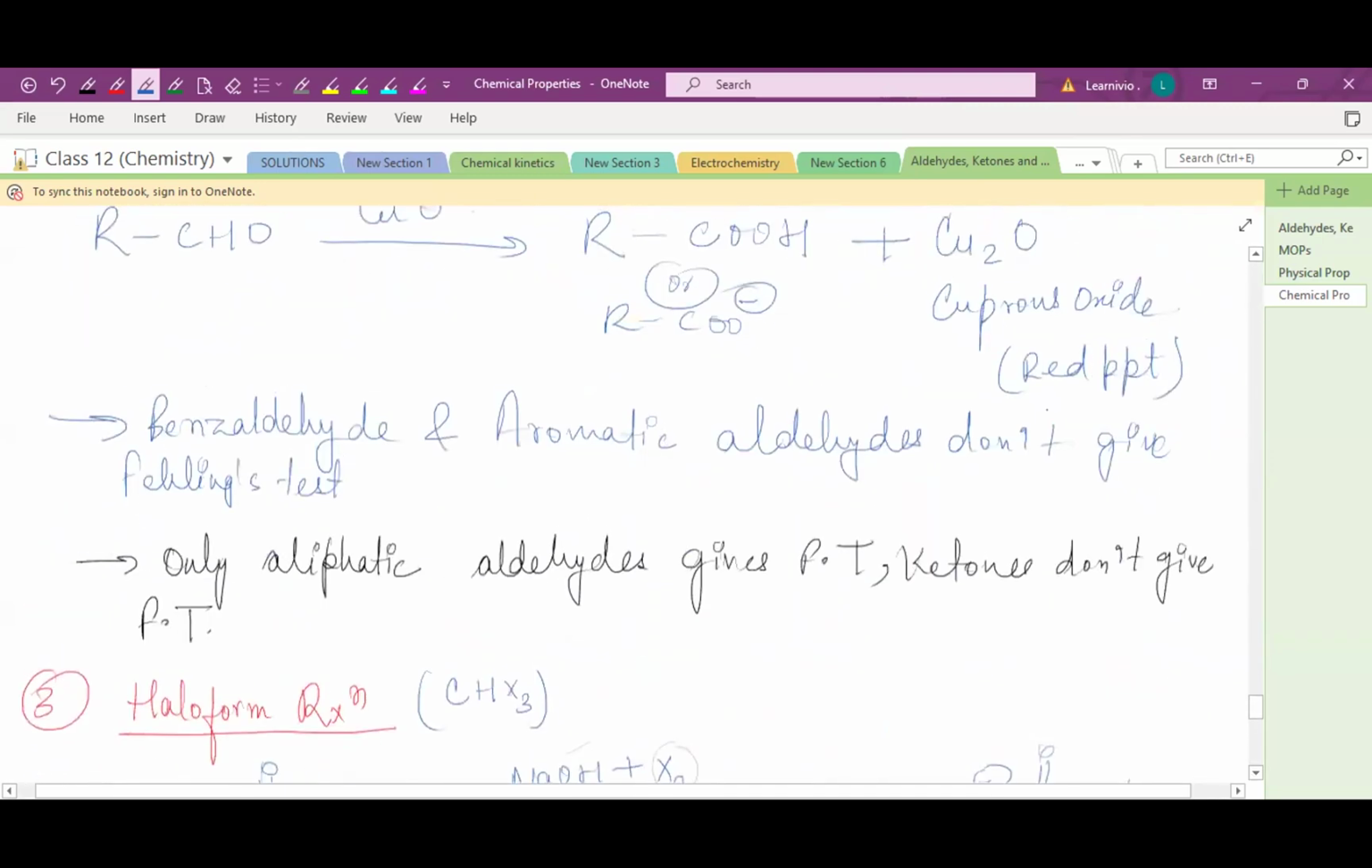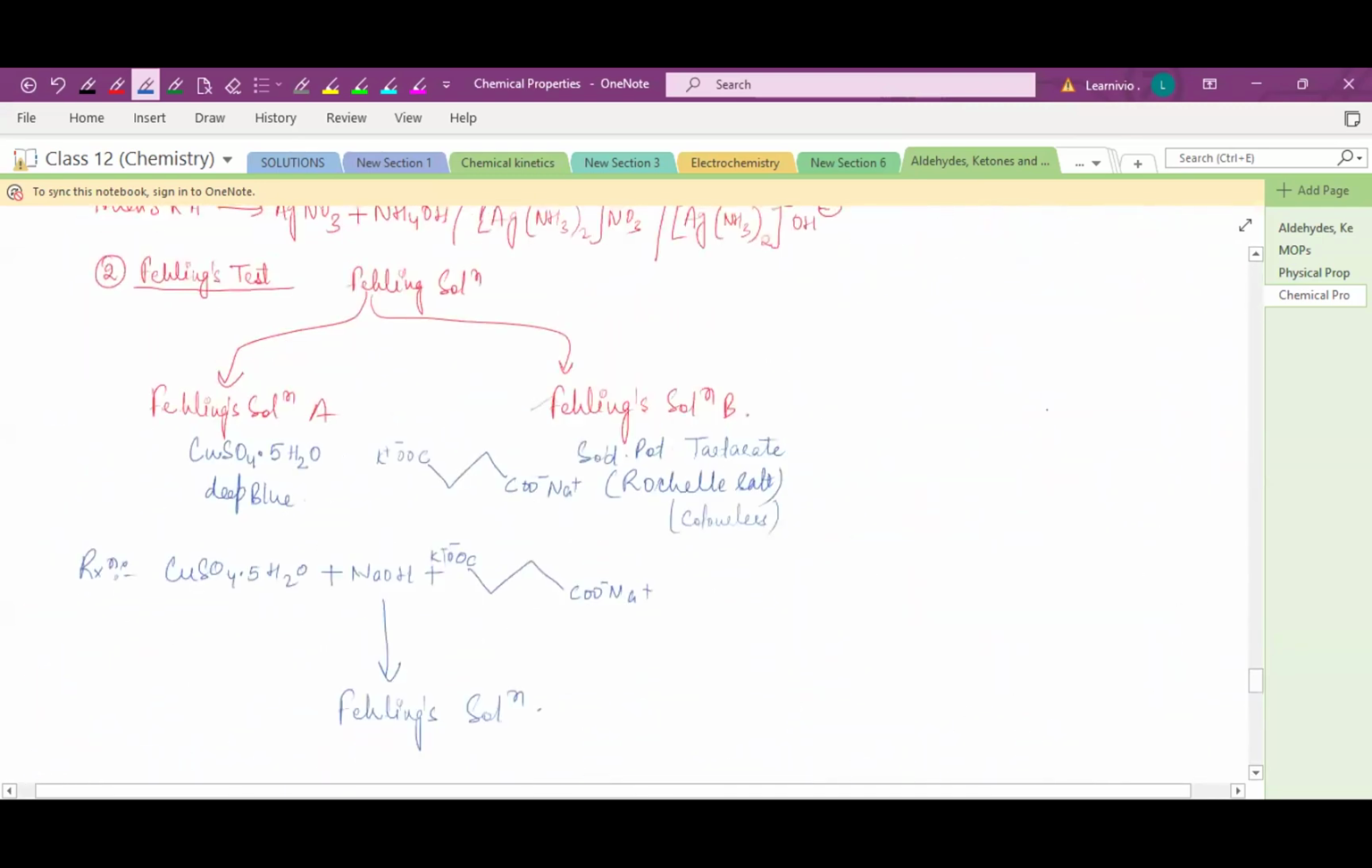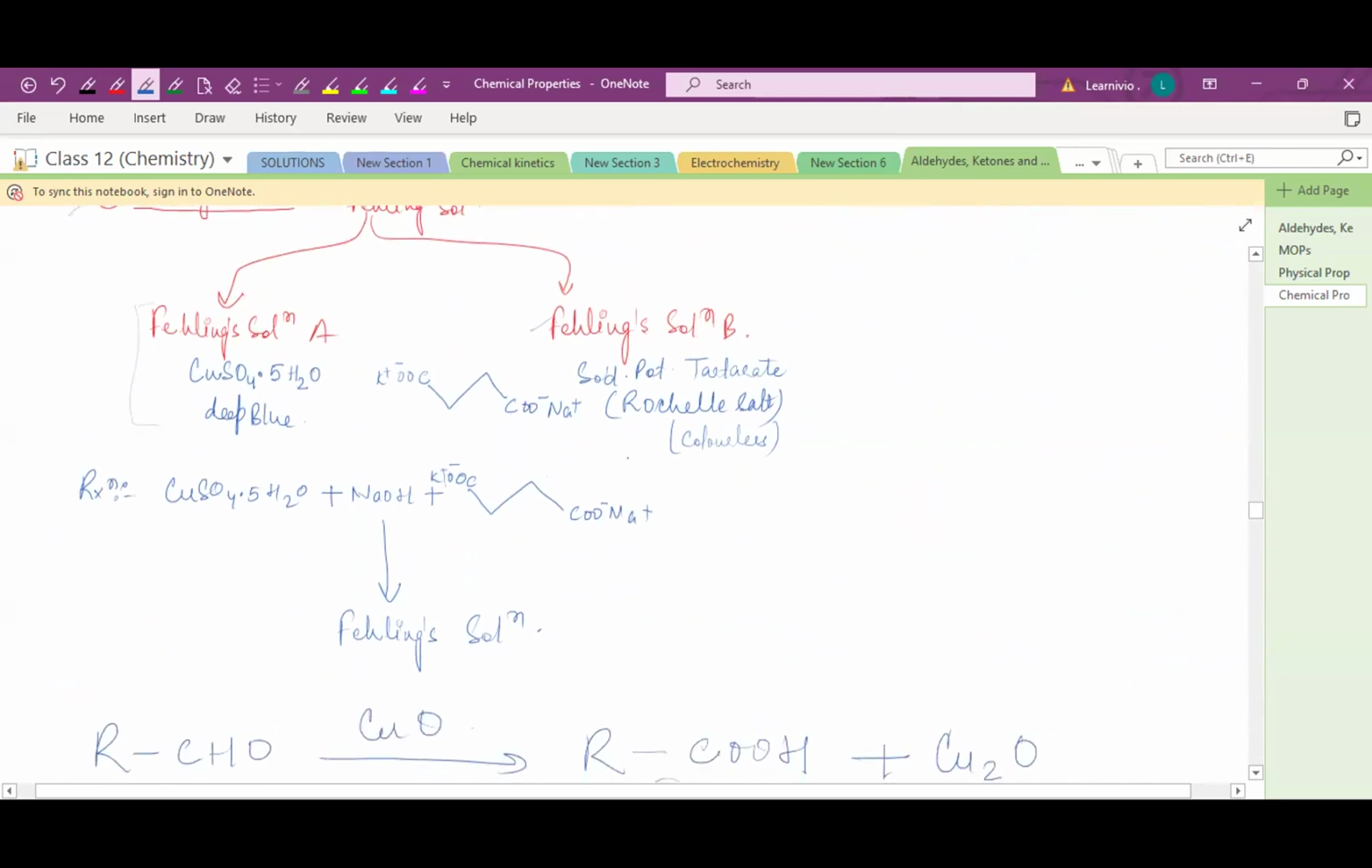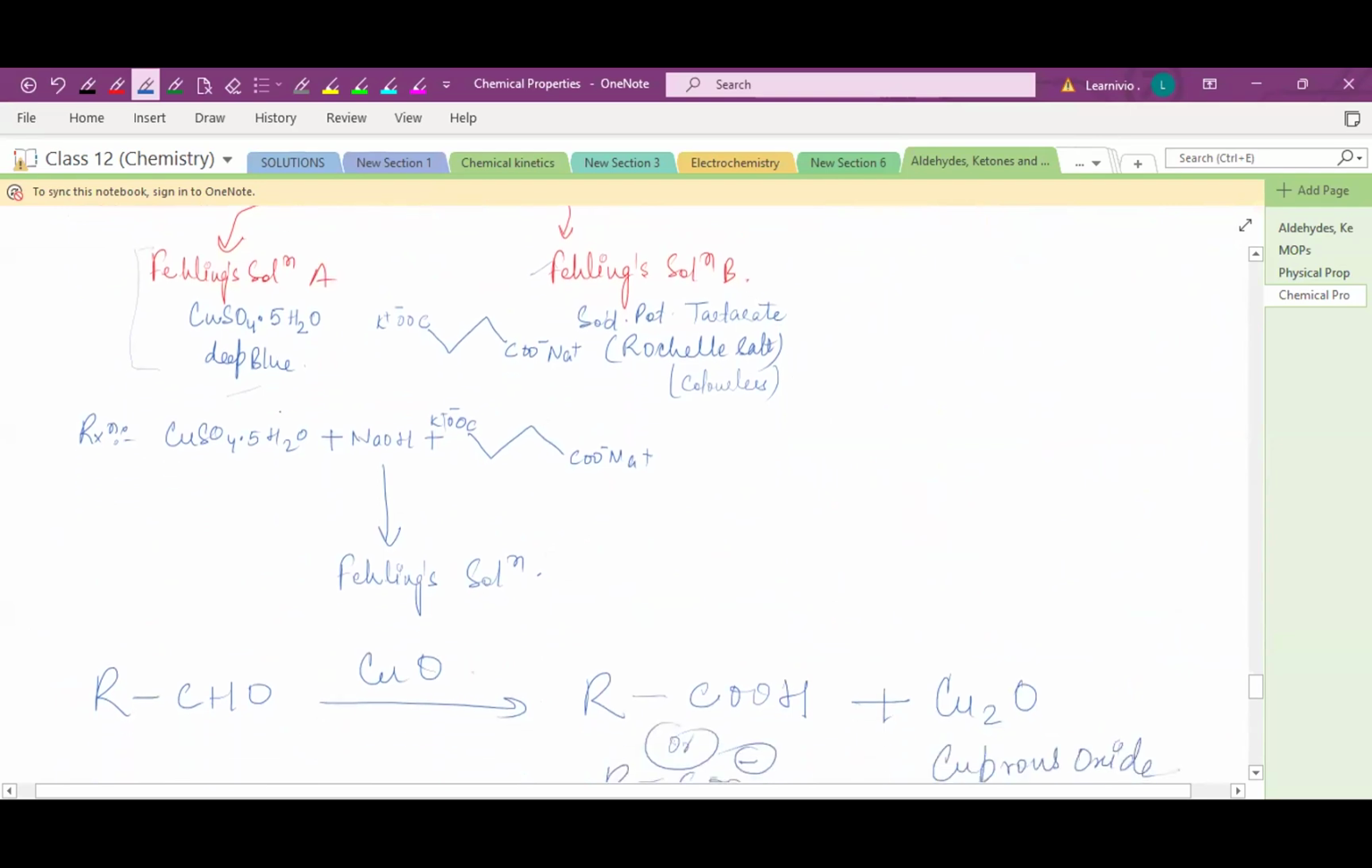Okay. And yeah, Muniba, just do a correction in your notes in the Fehling test. In your notes, it's written as copper sulfate plus NaOH. But NaOH we just take at the last when we add these two, Fehling solution A plus Fehling solution B. Basically, Fehling solution A is your copper sulfate pentahydrate, which is deep blue color. Just make the correction in your notes, which I have shared earlier.